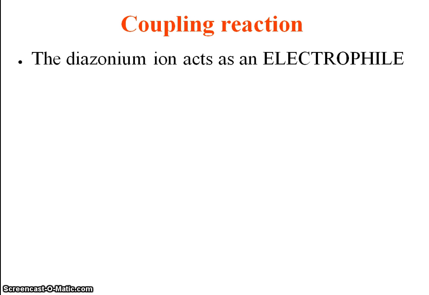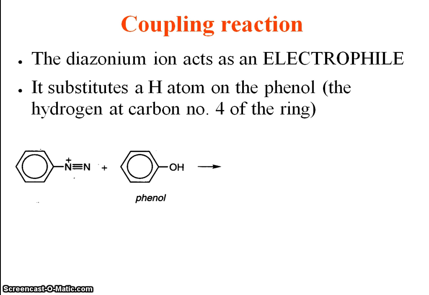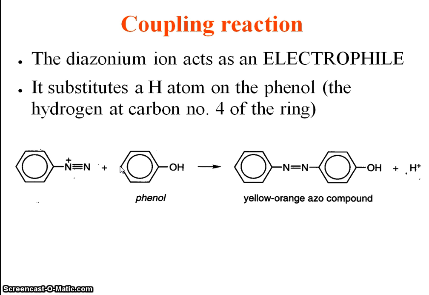So as we said, the diazonium ion with its positive charge, electrophilic, so it attacks the phenol molecule and forms a new bond at position number 4 there. It substitutes that hydrogen, and we get the product, which is an azo compound, azo dye, but we don't need to name those, just recognize them. So electrophilic substitution reaction.